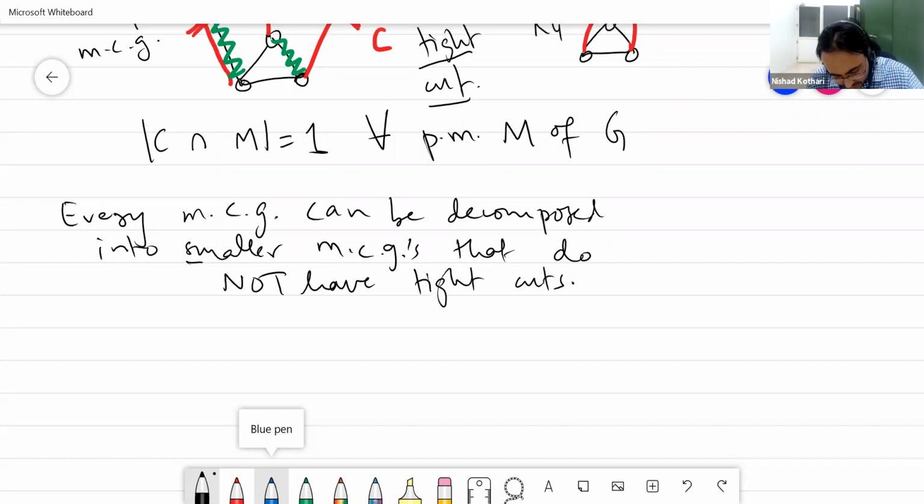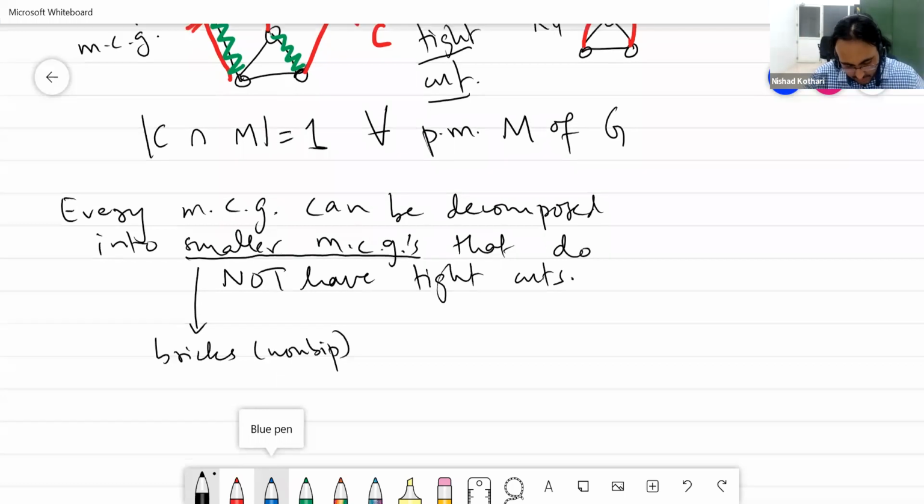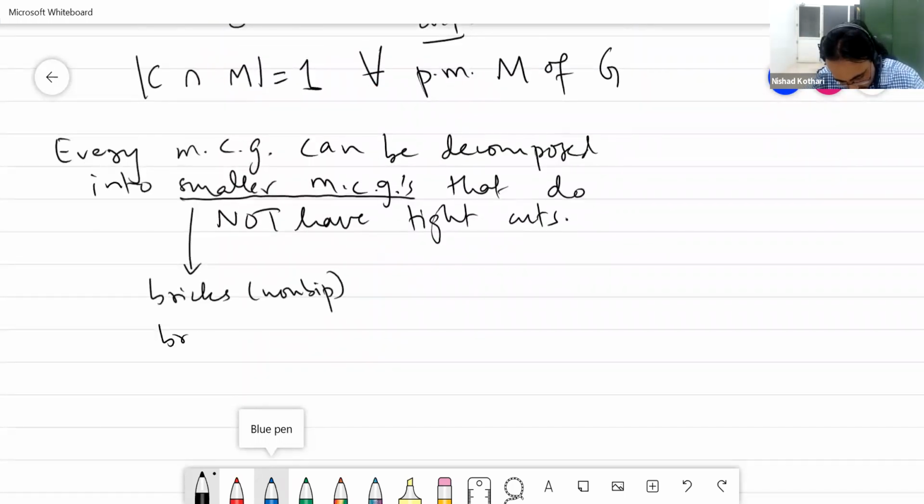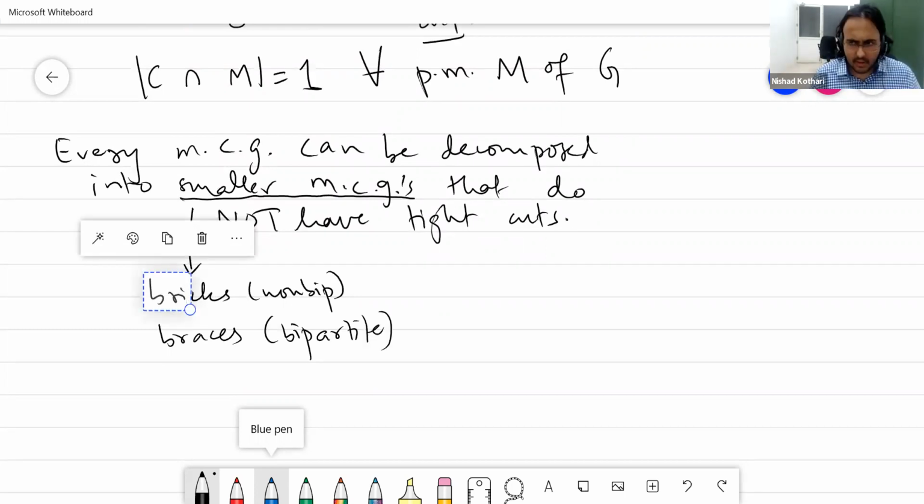And these smaller matching covered graphs are called bricks if they are non-bipartite, and braces if they are bipartite. Okay. And this is actually unique.